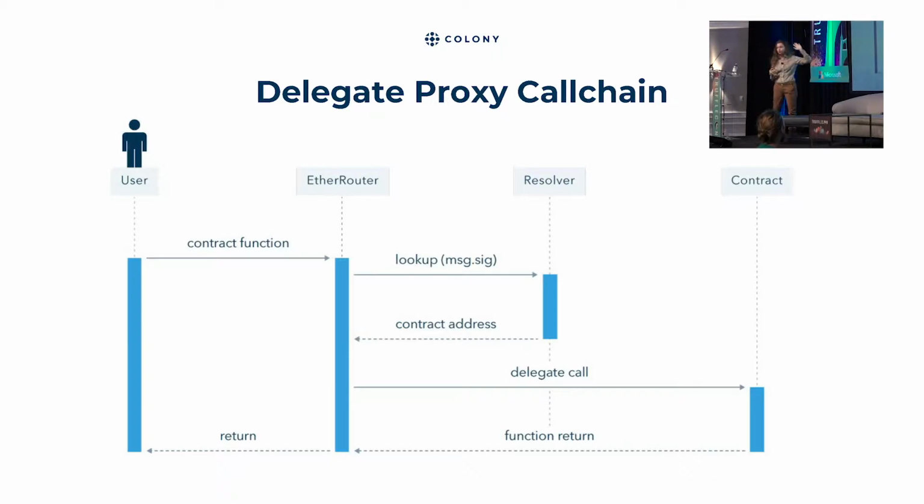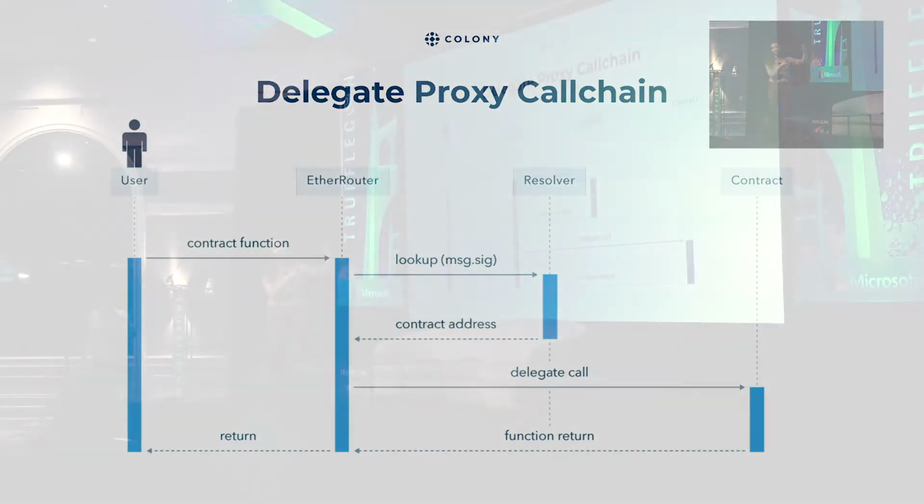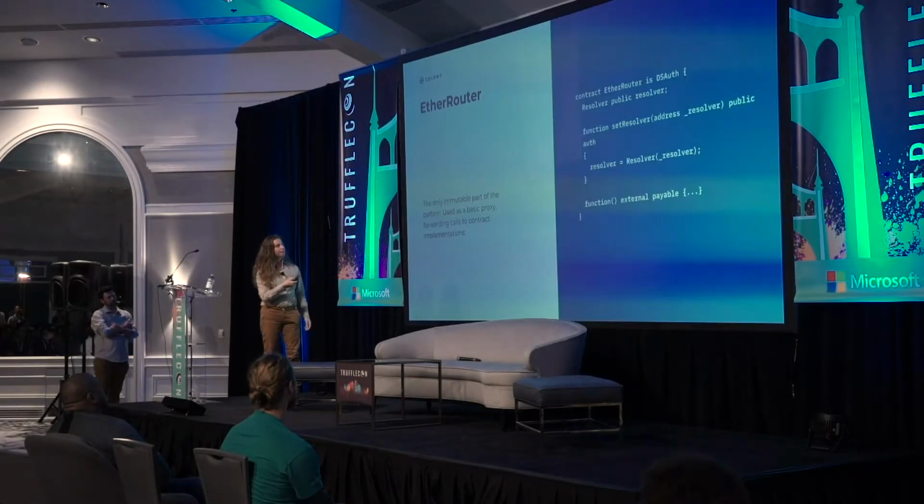So the implementation is pushed all the way away from the user, allowing them to work with a really simple, immutable contract, which is the ETH router that I'm going to show in a minute. So once that lookup has been done, ETH router does a delegate call onto the implementation that it now knows about, and optionally, if that function has a return parameter, it returns it back all the way to the user. So that's very simply the theory. I'll just go into the code of each one, and then I'll show you how it works in practice.